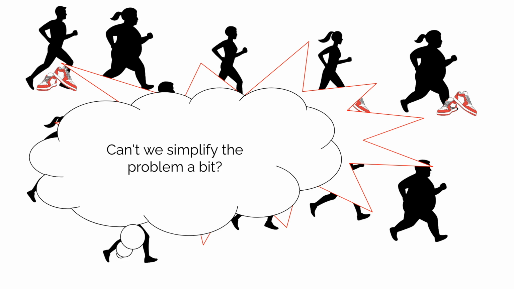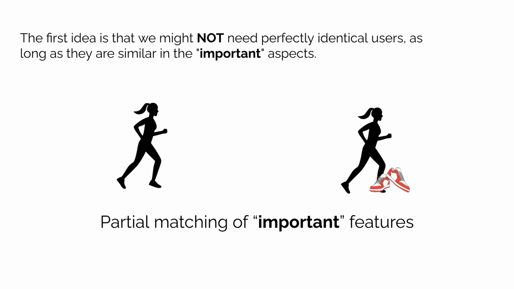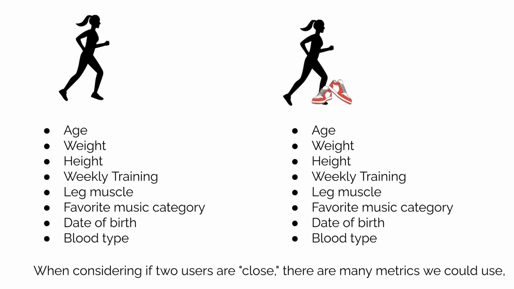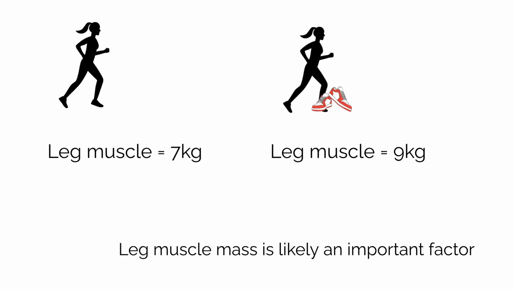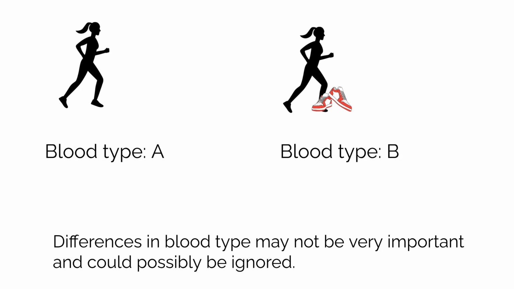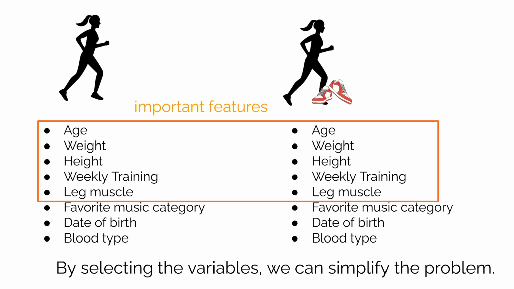Can't we alleviate the problem a bit? The first idea is that we might not need perfectly identical users, as long as they are similar in the important aspects. When considering if two users are close, there are many metrics we could use. Some factors are probably not very relevant to running a 100-meter dash. Leg muscle mass is likely an important factor, while differences in blood type may not be very important and could possibly be ignored. By selecting the variables that have a higher priority for matching and focusing on finding matches based on them, we can simplify the problem.